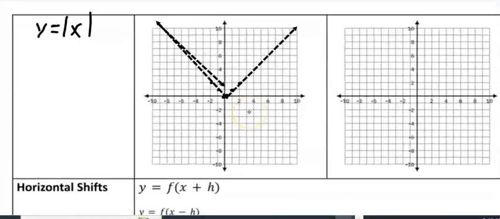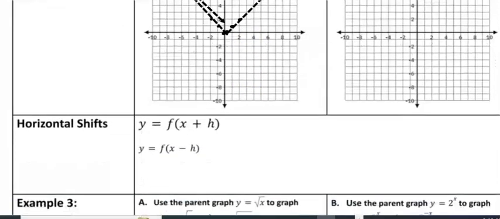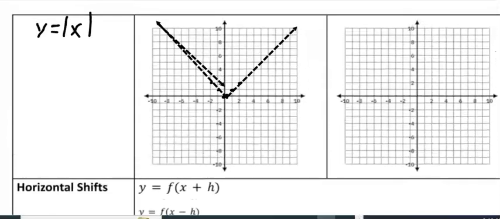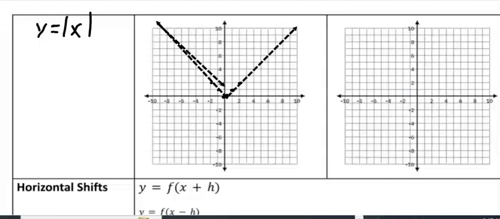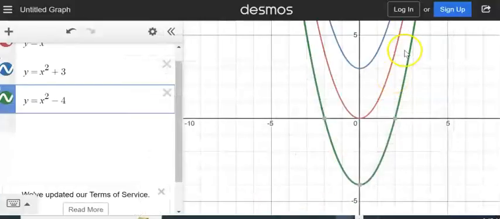Okay, now let's go back to Desmos. If I can find it here. Okay, there it is.